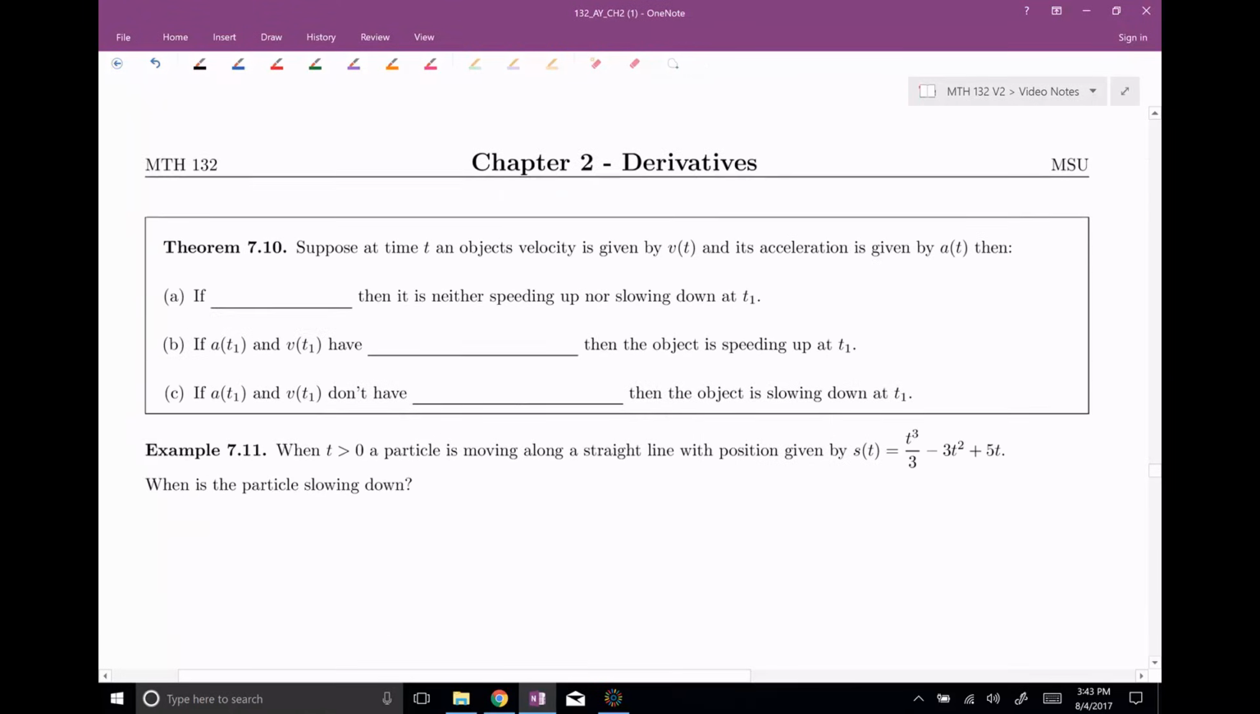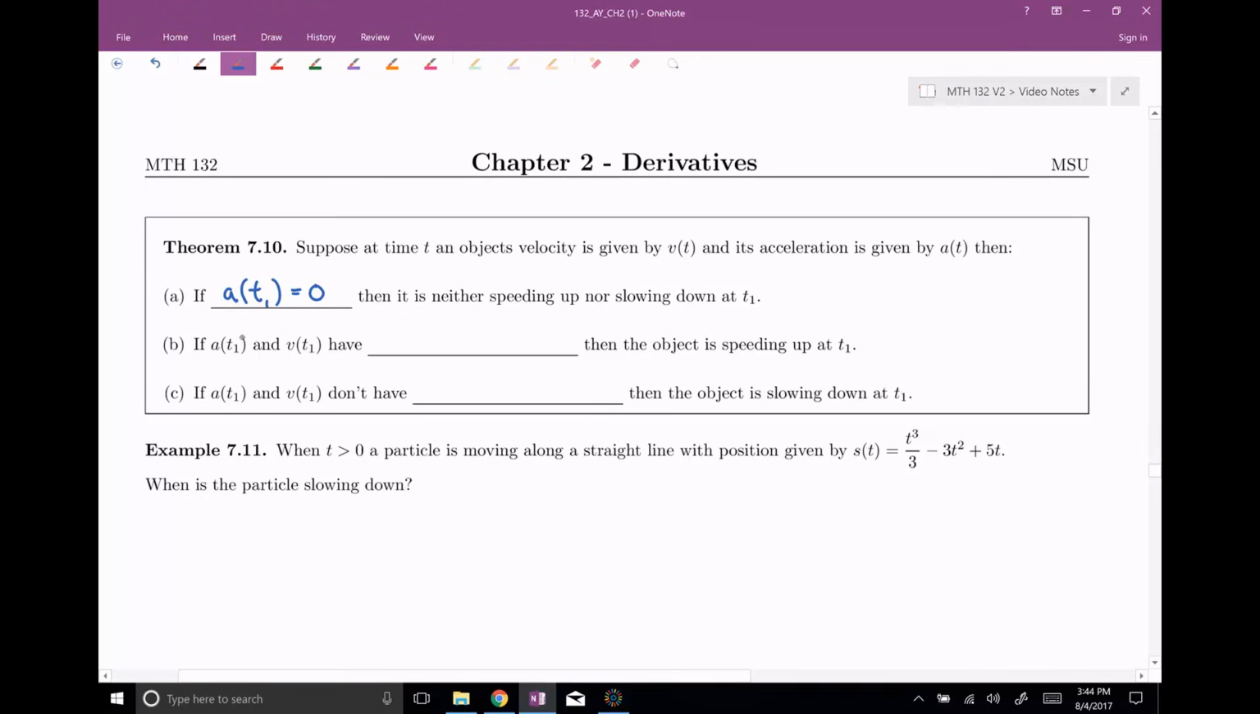All right, so this theorem is what's going to come in and save the day for us. Suppose we have time t, the object's velocity is given by v of t, and I'm going to talk about the acceleration. So the first thing is that if the acceleration at some time, t sub 1, is equal to 0, and this can be for any time t1, then the claim is that it's neither speeding up nor slowing down at that specific time. So the acceleration is 0, it's not going up or down, there you go.